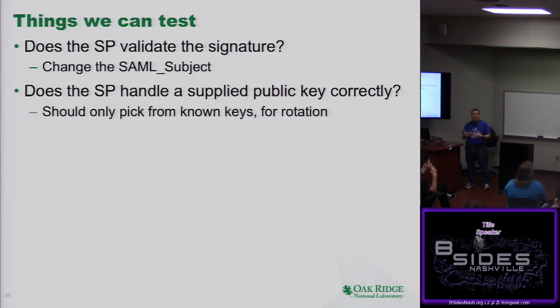Does the service provider handle a supplied public key correctly? I can put a public key in that SAML message to say, this is the certificate I'm using. That should tell the service provider to go, that's the key to use out of the list, and this is used for rolling keys. So if I'm signing with one key and now I've gotten a new key because my old one is expiring, I send in the SAML message that I'm using the new key or the old key. The service provider shouldn't actually say, oh, that's the key you want to use? Great, that's fine. That was actually some of what Samarovsky found, and that's why I put that test in this list.